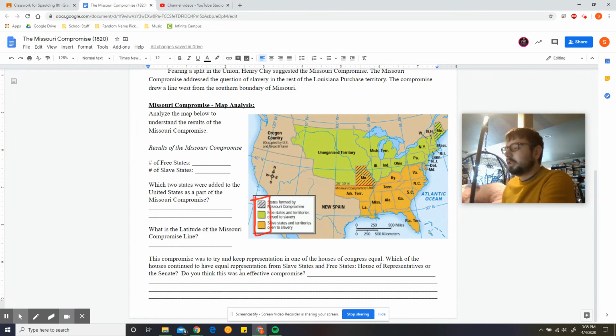And then, do you think this was an effective compromise? Was this a good compromise? Do you think this solved the problems and concerns that the South had with Missouri becoming a state?